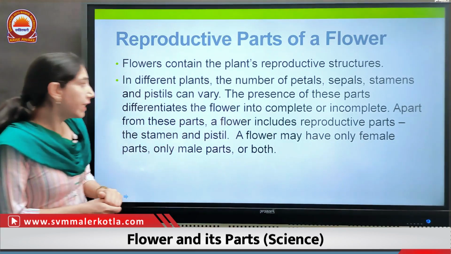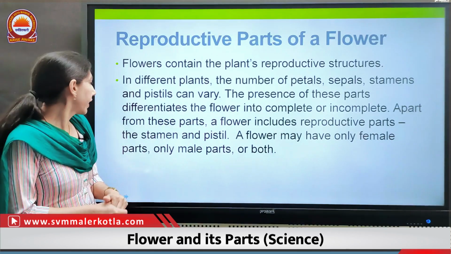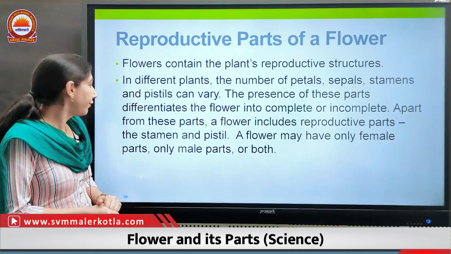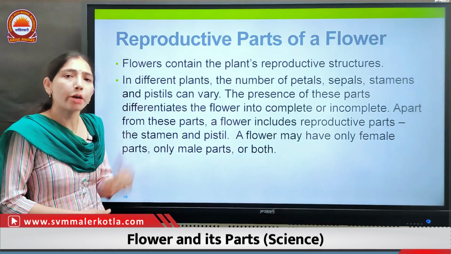Apart from these parts, a flower includes reproductive parts like the stamen and the pistil. A flower can have only one female part, only one male part, or both.